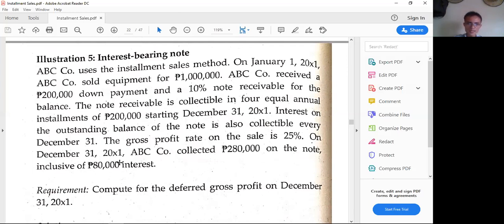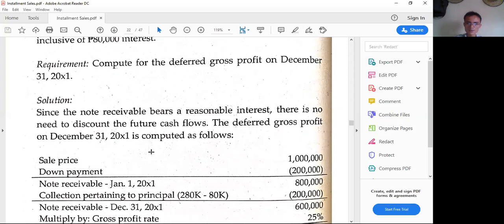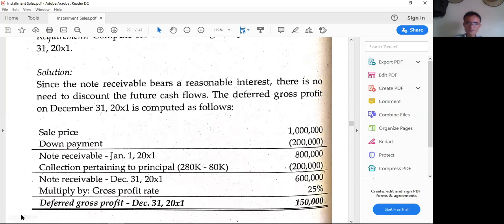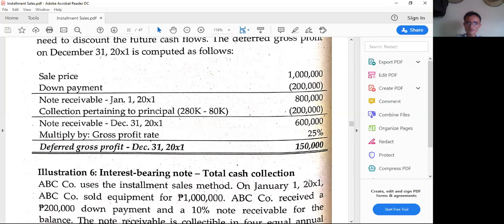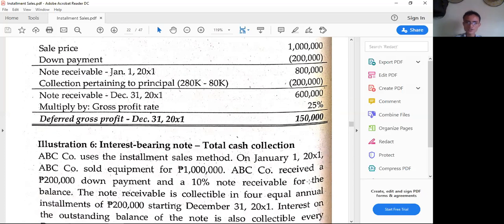How is this obtained anyway? 800,000. That is 1 million installment sales minus 200,000 down payment. Therefore, we have a balance of 800,000 at the beginning of the year. We multiply that by the 10% rate equals 80,000. So we have here 800,000 minus 200,000 equals 600,000 times 25% equals 150,000 pesos.